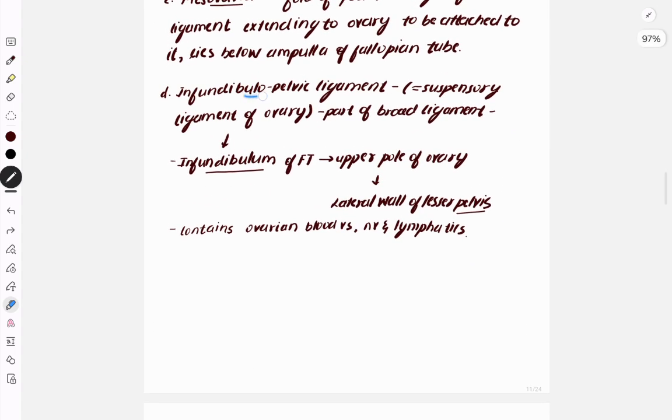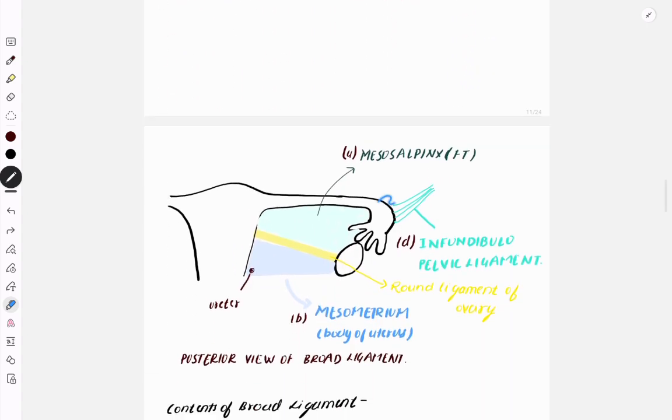The fourth part is infundibulopelvic ligament. So infundibulopelvic. Infundibulo means it will start from the infundibulum of the fallopian tube and then it will extend towards the lateral wall of pelvis, and while its way it also gets attached to the upper pole of the ovary. So this infundibulopelvic ligament is also called a suspensory ligament of ovary. It is a part of broad ligament which starts from the infundibulum of the fallopian tube.